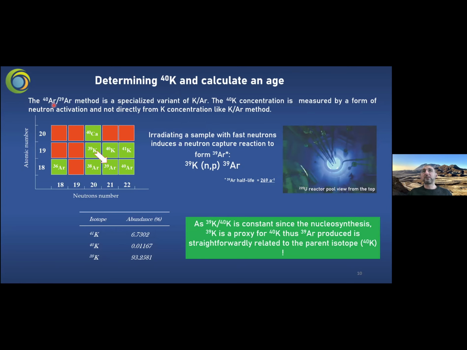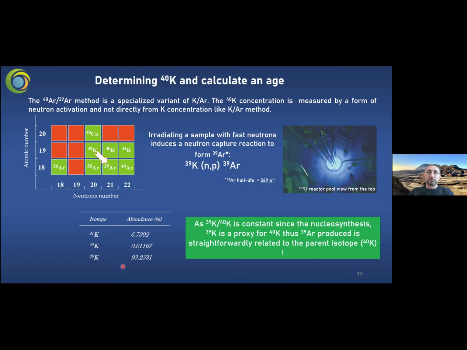So the argon-argon method is a specialized variant of potassium-argon. It means that the concentration of the parent product is measured by neutron activation and not directly from the potassium concentration. How do we do that? We take our samples and the sample is irradiated in a fast neutron reactor. This induces a neutron capture and a transformation of potassium-39 into argon-39. The product has a half-life which is relatively long, of 269 years.